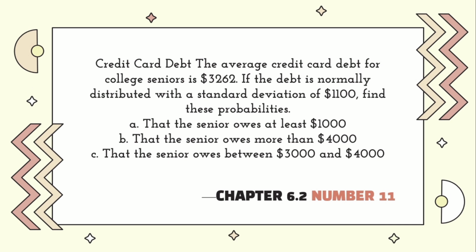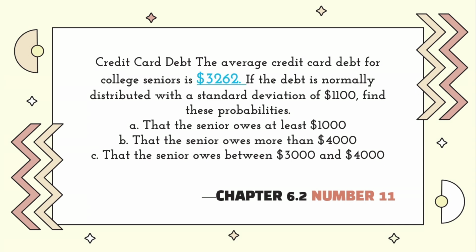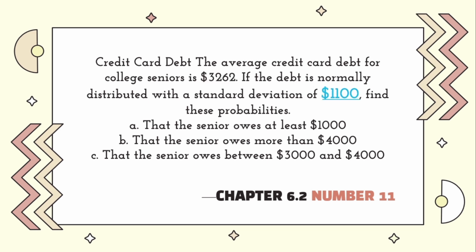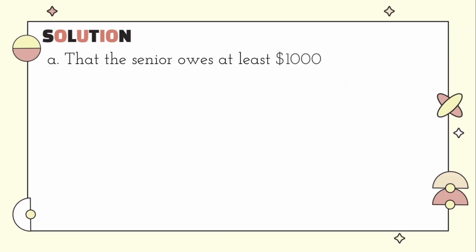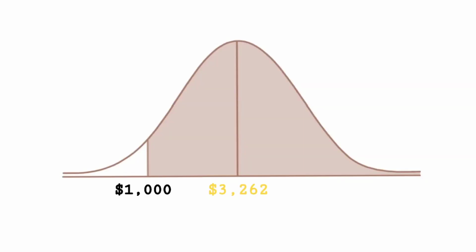So our mean here is $3,262 with a standard deviation of $1,100. And these numbers will represent our x. Our first problem is to find the probability that the senior owes at least $1,000. So the first thing we need to do here is to draw the figure and illustrate the area. Since we are looking for the probability of at least $1,000, it means $1,000 above. So our figure and area will look like this.